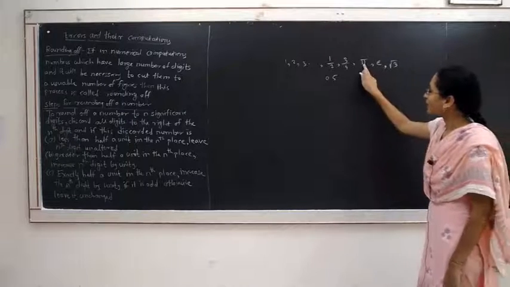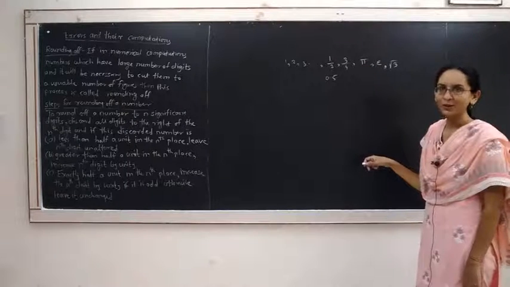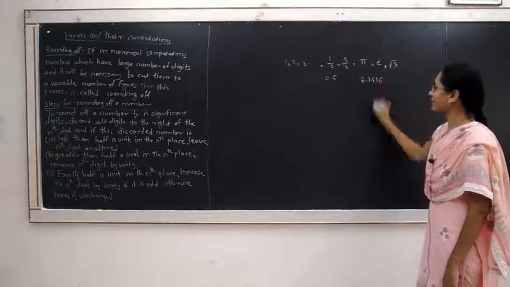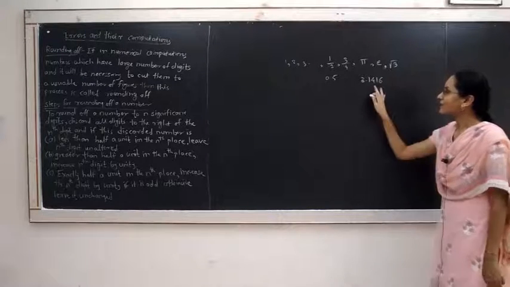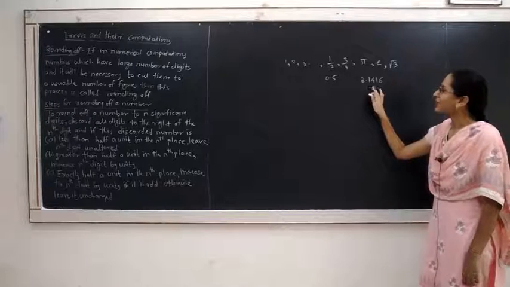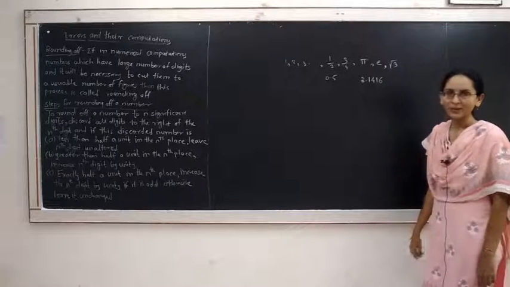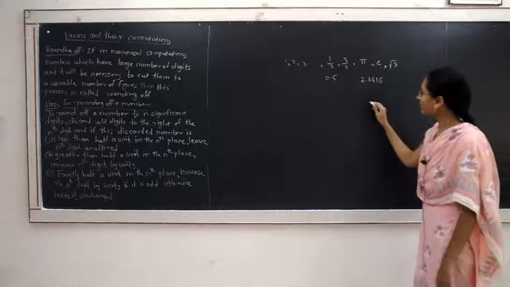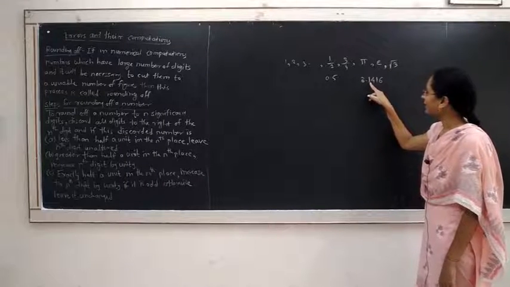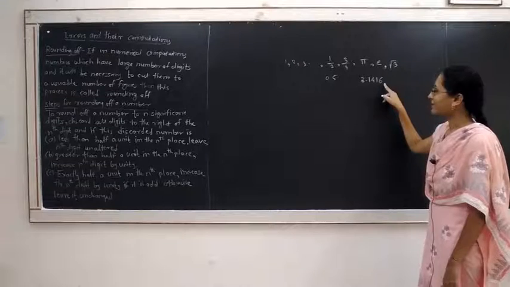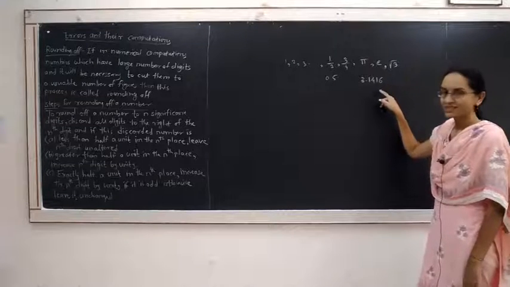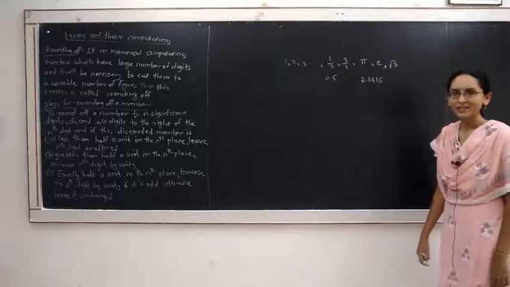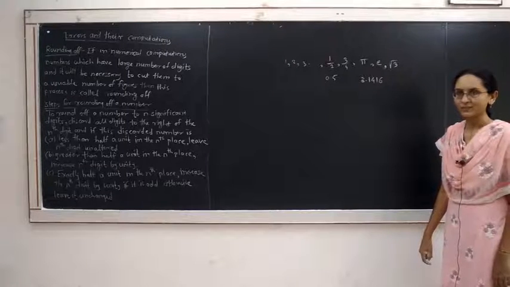Also, the approximate value of pi is given by 3.1416. This is the approximate value of pi, and to represent this value we require 5 digits given by 3, 1, 4, 1 and 6. These digits or figures are called significant digits or significant figures.